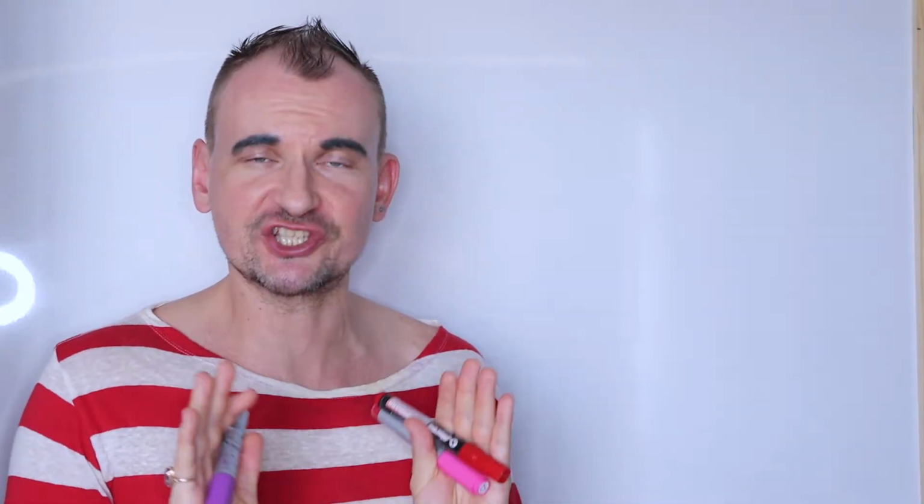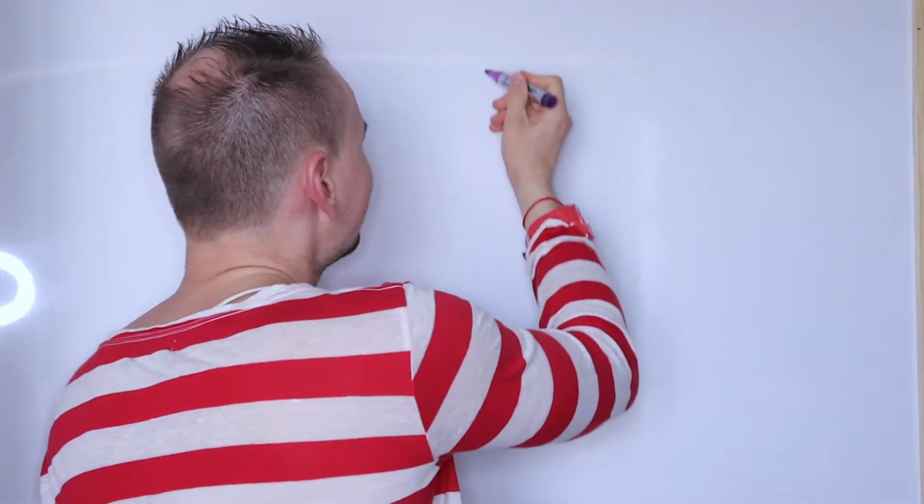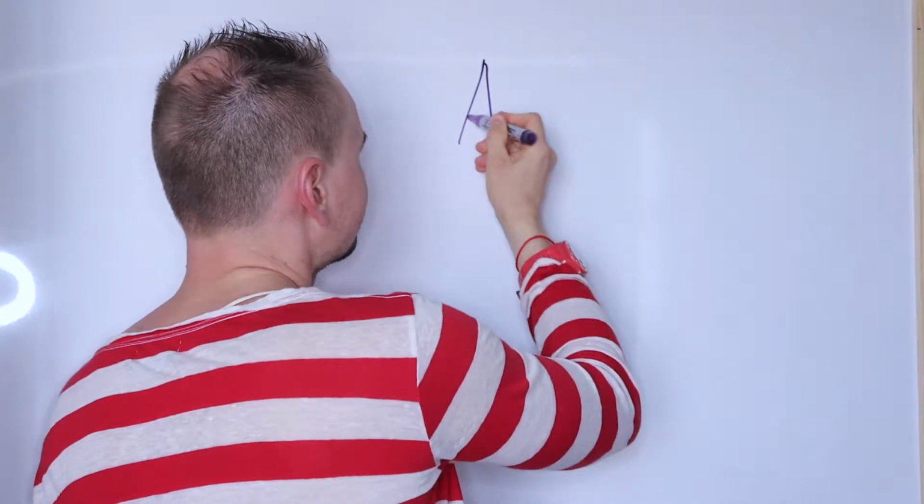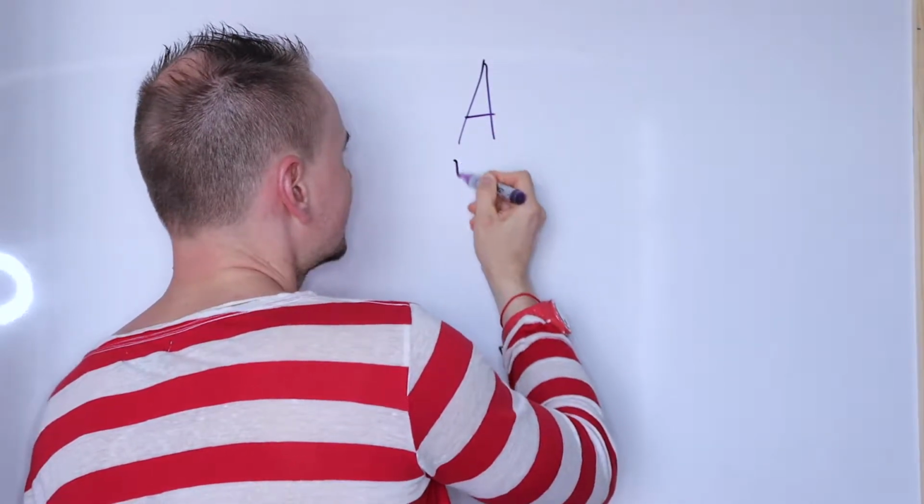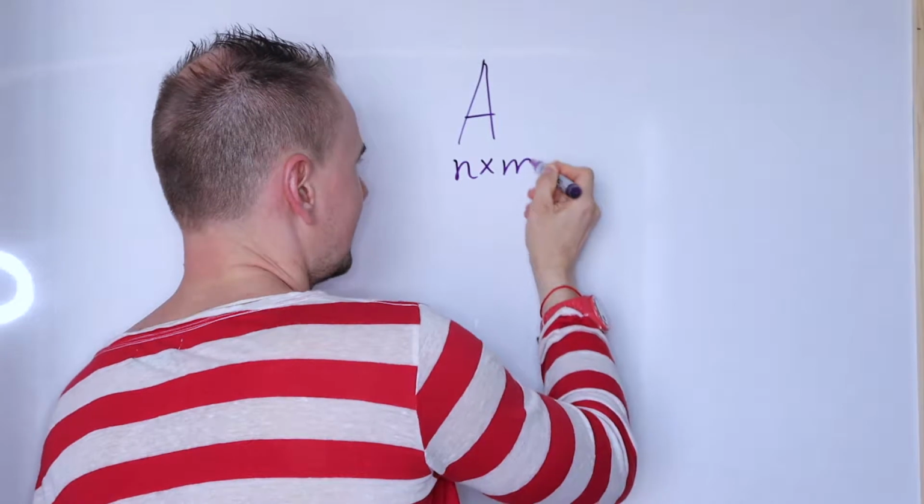Hey guys, today I will show you how to multiply two matrices. And before I get into examples, let me highlight one point. Say you have a matrix A which has a size n times m.